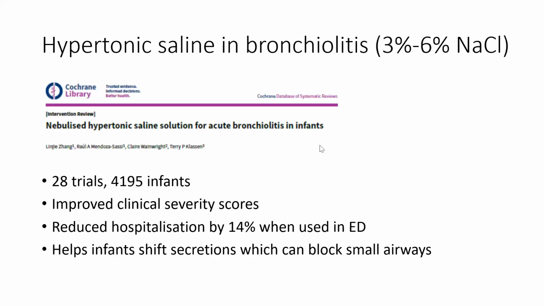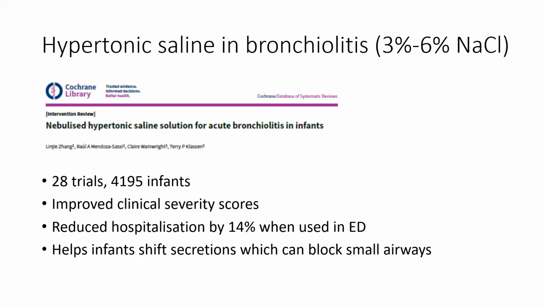But let's go through. There's a lot of trials of using what we call hypertonic saline. So that's 3% or 6% sodium chloride in babies with bronchiolitis, hypertonic saline. But what's the percentage of the saline that we normally have? What's normal saline in terms of percentage? 0.9. Yes, 0.9, that's right.